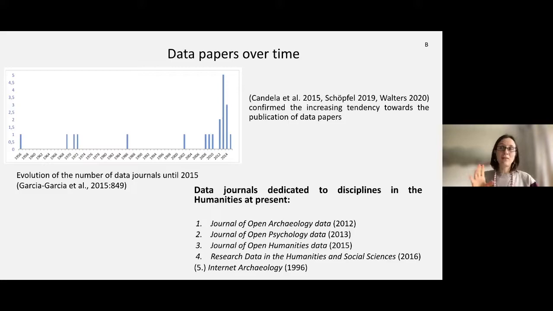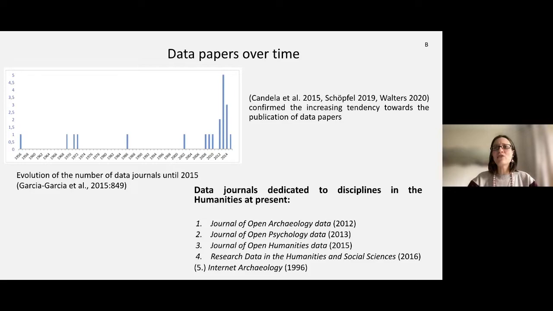And the fourth one, in 2016, was Research Data in the Humanities and Social Sciences, launched by Brill. We have Internet Archaeology, which is an older journal and has some elements in common with data journals, but it isn't strictly speaking a data journal. So these are in fact data journals that are only publishing data papers. There's of course a number of other journals that also publish data papers, but not primarily data papers.